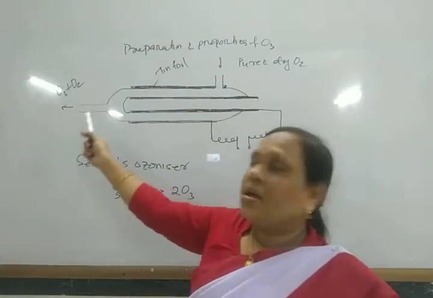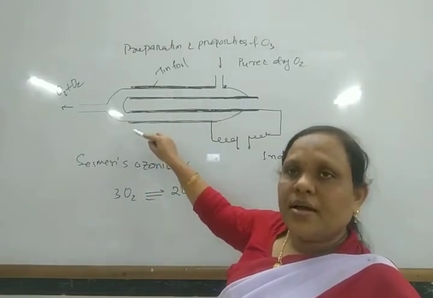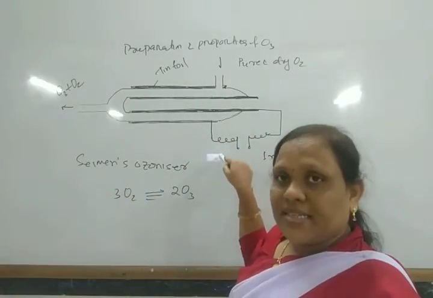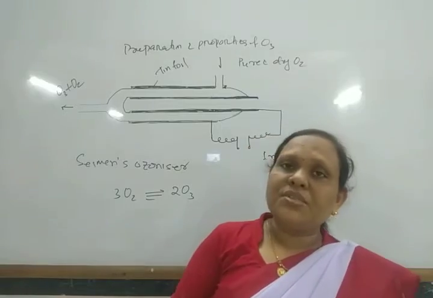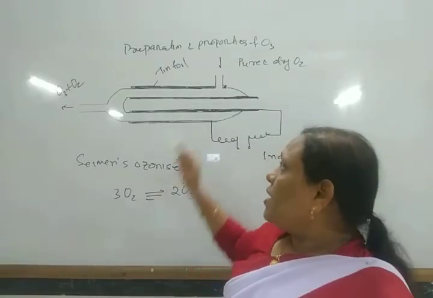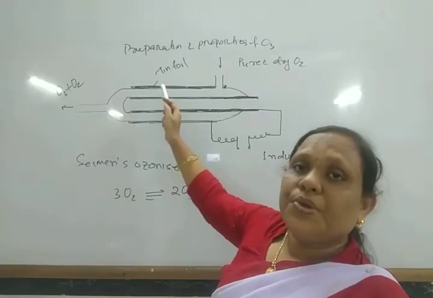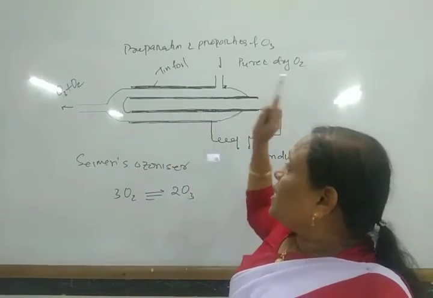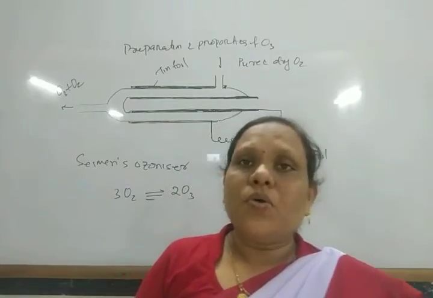For the preparation of ozone, the apparatus should be clean and dry, pure and dry oxygen should be used, and the temperature should be maintained low. The electric current should be sparkless. So there are 4 conditions for the preparation of ozone. Otherwise, if the temperature is raised, ozone again decomposes to give oxygen. So you have to take care of the 4 conditions: pure and dry oxygen should be used, the apparatus should be clean and dry, the temperature should be maintained low, and a sparkless electric current should be there, so that ozone is prepared.